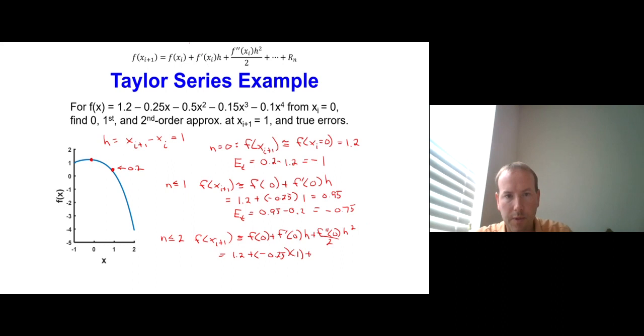And so now when we evaluate the second order derivative of f of x when x is 0, the only term that's going to be non-zero is this one coming from the third term. And so that's going to be given as 2 times negative 0.5 times 1 squared as a step size, divided by 2, which is 0.45.